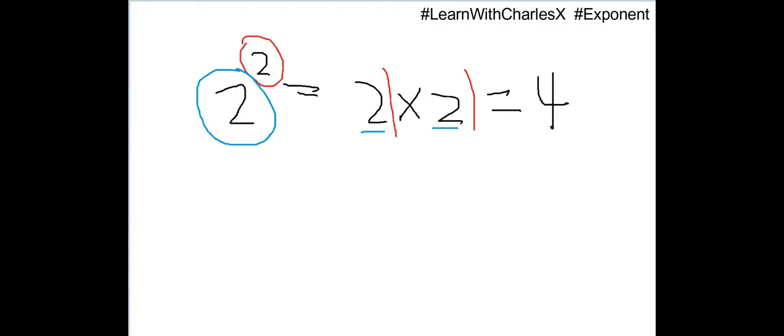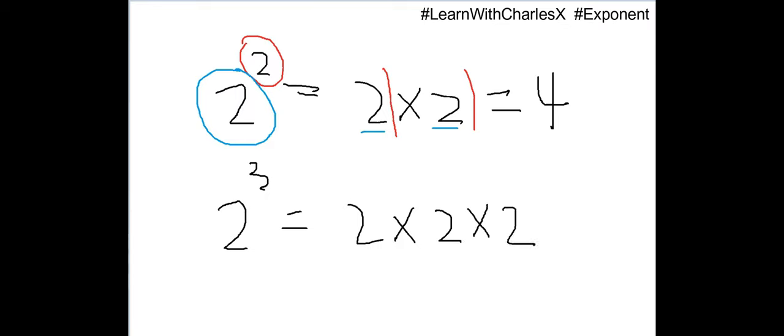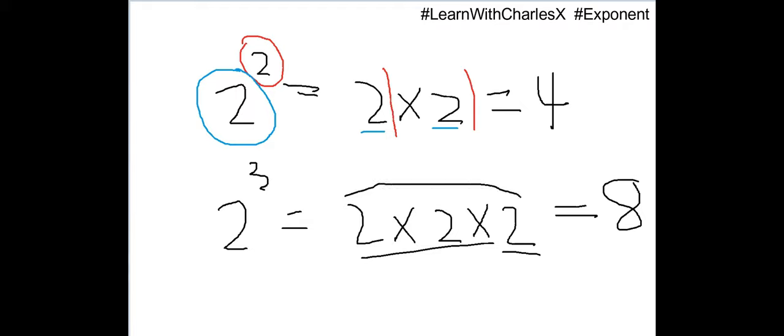Here's another example. 2 raised to the power of 3 is equal to 2 times 2 times 2. 2 times 2 equals 4, times 2 equals 8. You need to multiply the base 3 times.